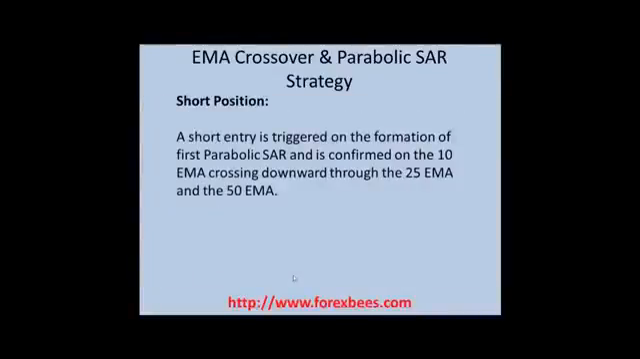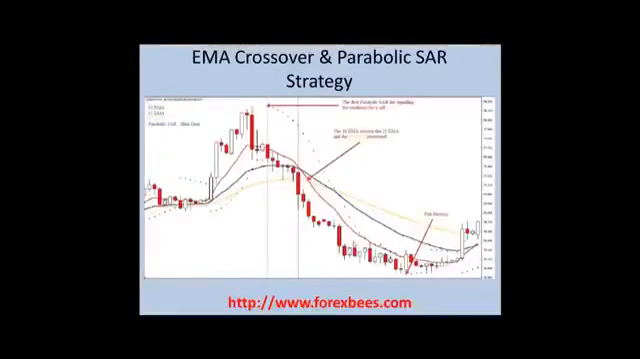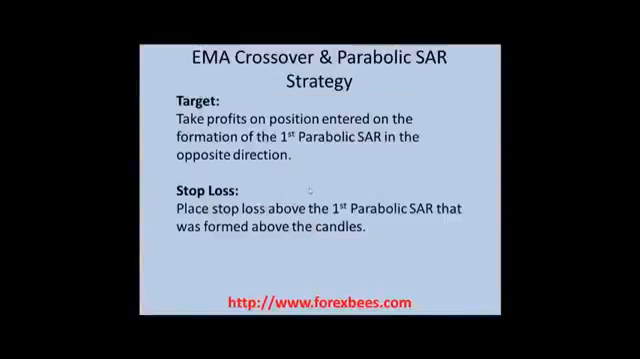Similarly, for a short position, a short entry is triggered on the formation of the first parabolic SAR dot and is confirmed when the 10 EMA crosses downward through the 25 EMA and the 50 EMA. So here is the first parabolic SAR dot formed above the candlestick, but it is really at this point where the 10 EMA crossed the 25 EMA and the 50 EMA. So this is your entry point for a short position.